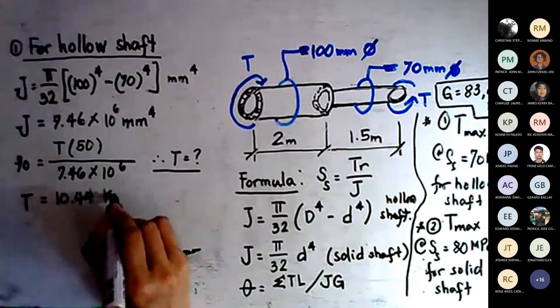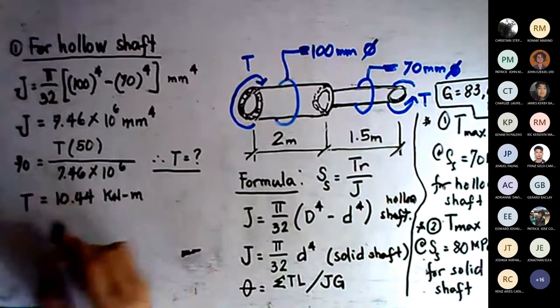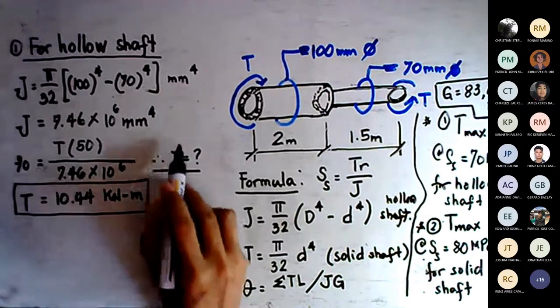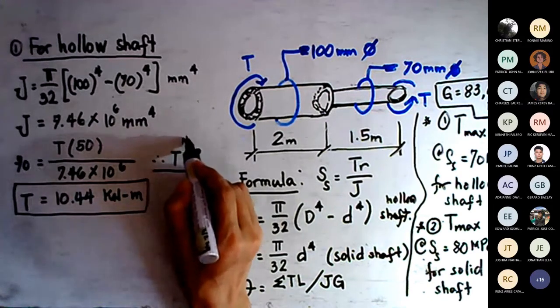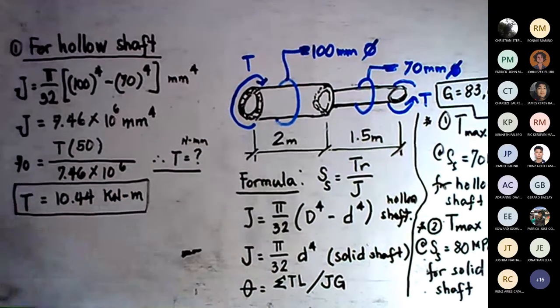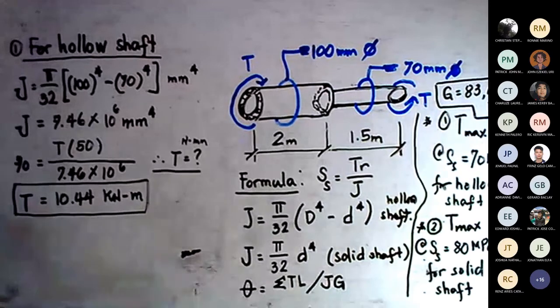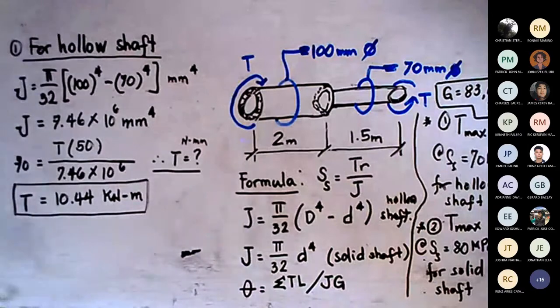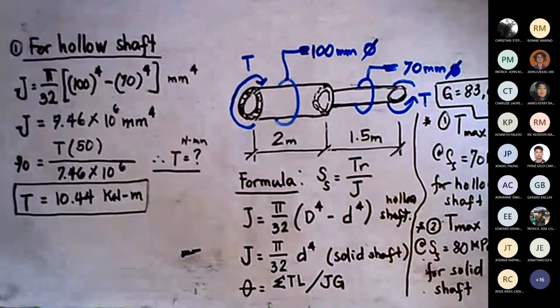10.44 kilonewton meter. Kinonvert ko na to ha, kasi kanina ito ay naka-newton meter. Newton mm. So, kinonvert ko lang para maging 10.44 kilonewton meter. So, you just have to be consistent with the unit that you use. Any question with the first answer for the first question?